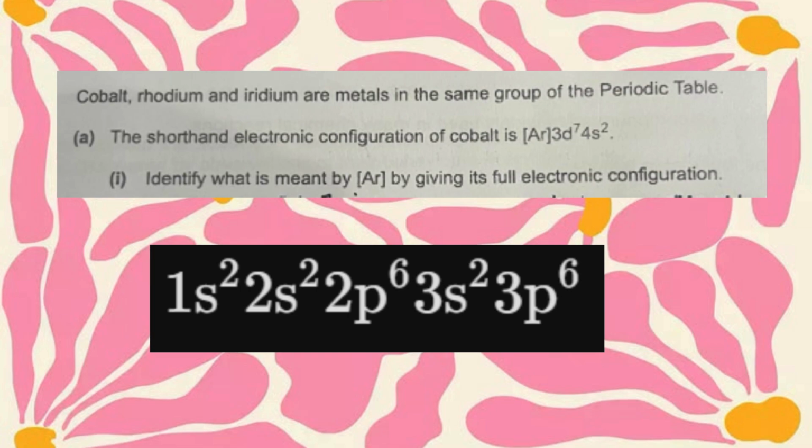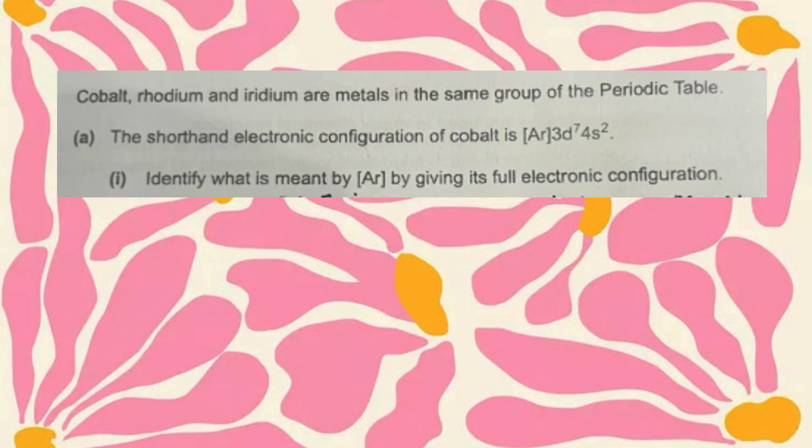Okay, you guys. This is the paper two question, and it's asking about the electronic configuration. We just use the simple way like usual, then we got this one. Yeah, just like that. Okay, guys, this is the next one.